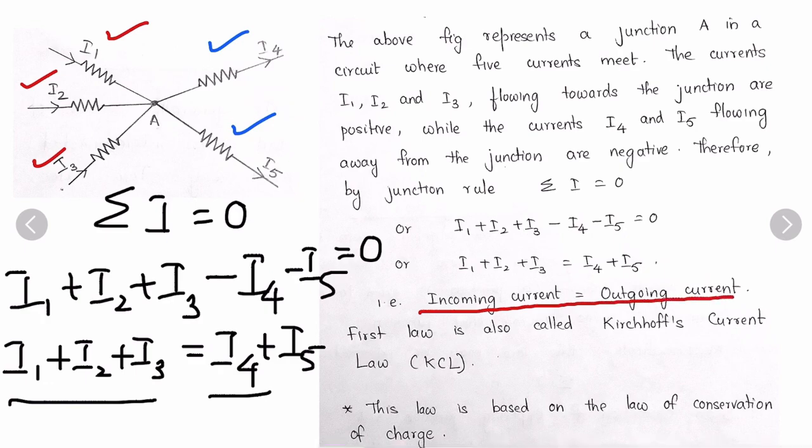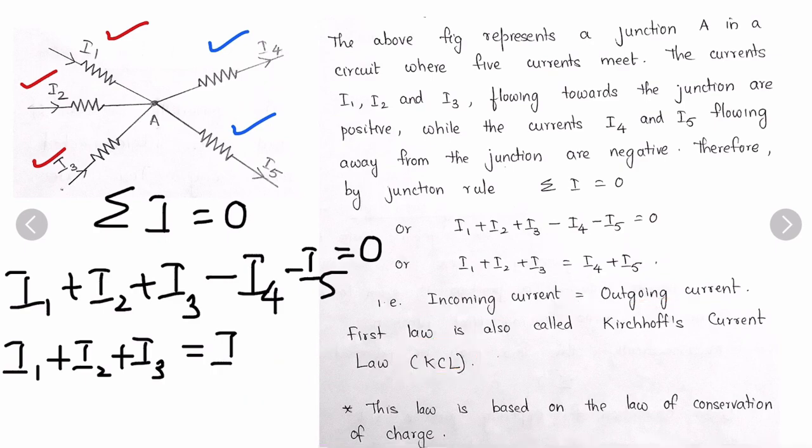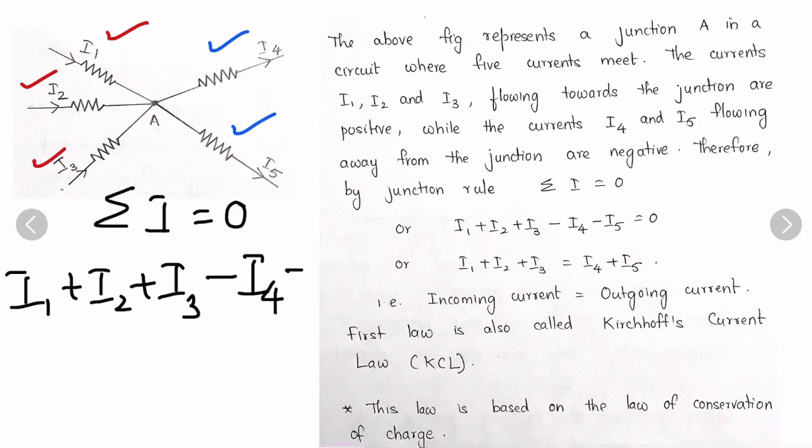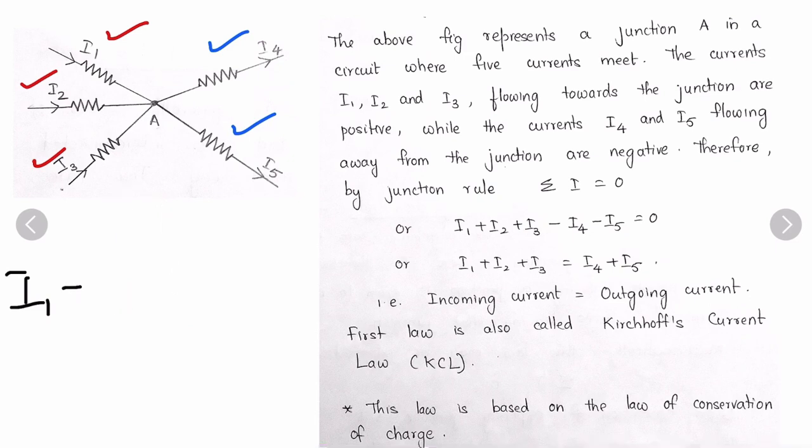This law is called Kirchhoff's current law. The junction rule is also called Kirchhoff's current law, KCL. This is based on the law of conservation of charge. So it is simple: the sum of the incoming currents is equal to the sum of the outgoing currents, or the algebraic sum of the currents meeting at a junction is equal to 0.